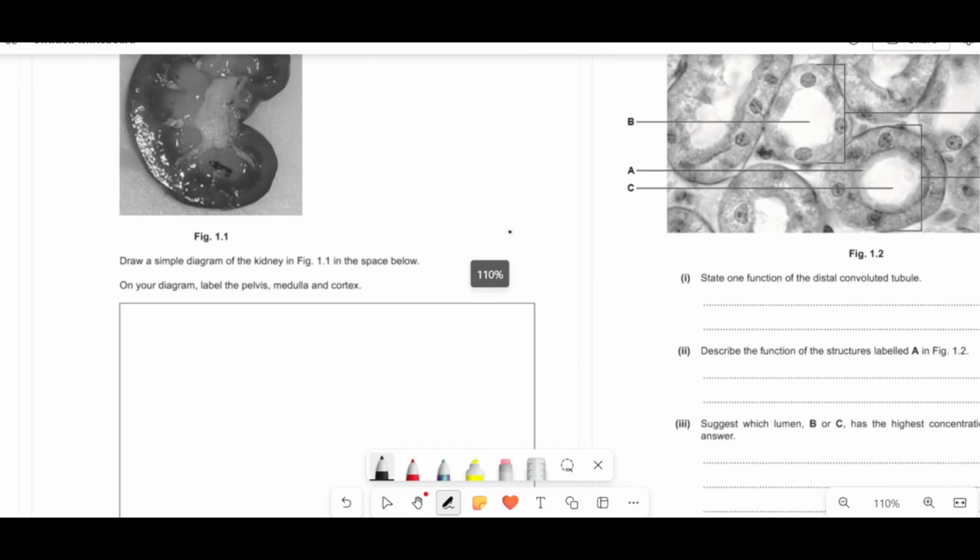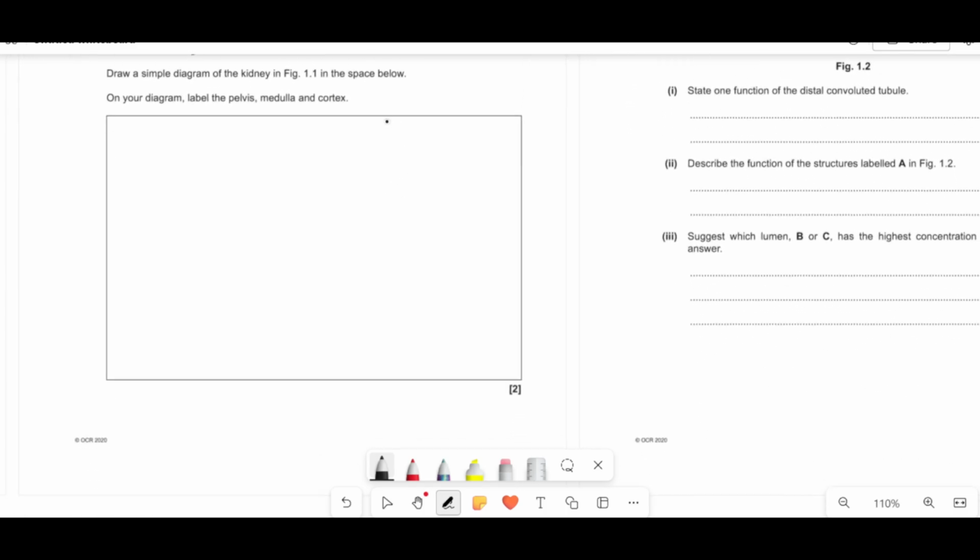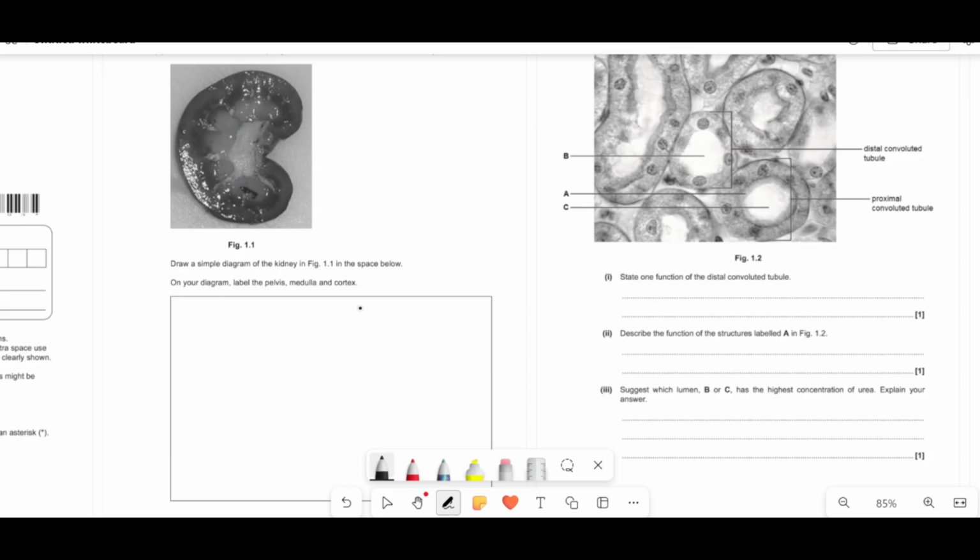So it says draw a simple diagram, and then on the diagram label the pelvis, medulla, and cortex. When we're drawing a simple diagram, it needs to be a continuous line, no shading, no cross-hatching, and don't add anything you don't see. In the exam report, it says that people are adding things like blood vessels. There are no blood vessels in this picture that are obvious, so we're just going to draw what we see.